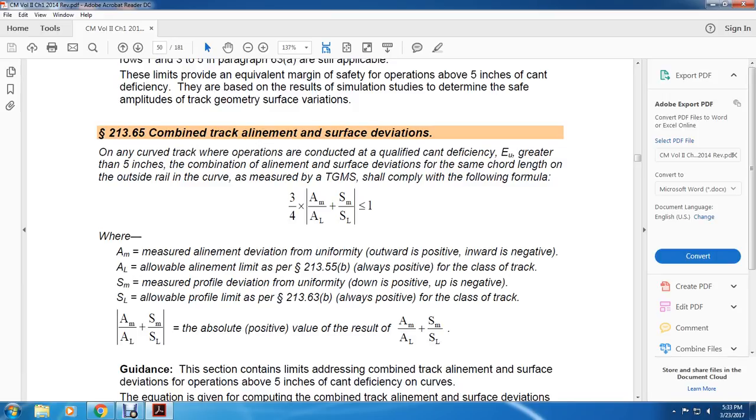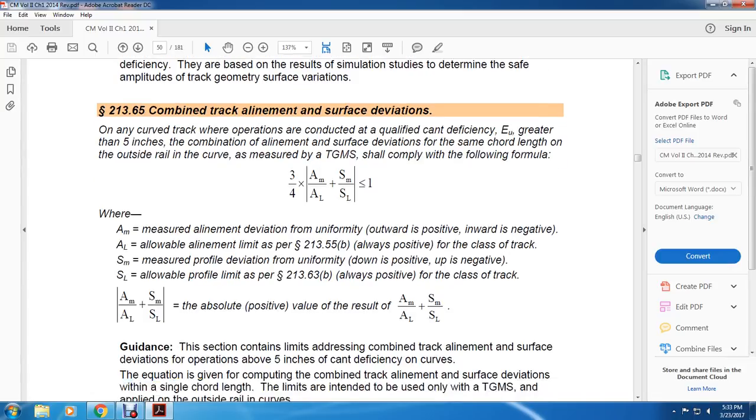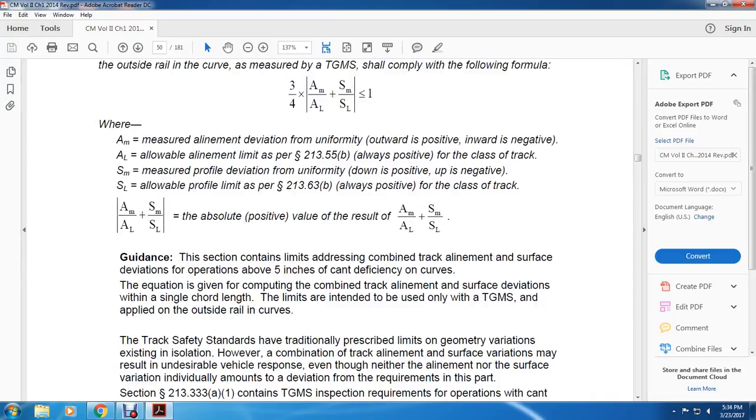The measured alignment deviation uniform divided by the allowable alignment limit per section 213.55B, plus the measured profile deviation uniform divided by the allowable profile limit per section 213.63B. The absolute value of the result is the same equation just taken out of brackets.